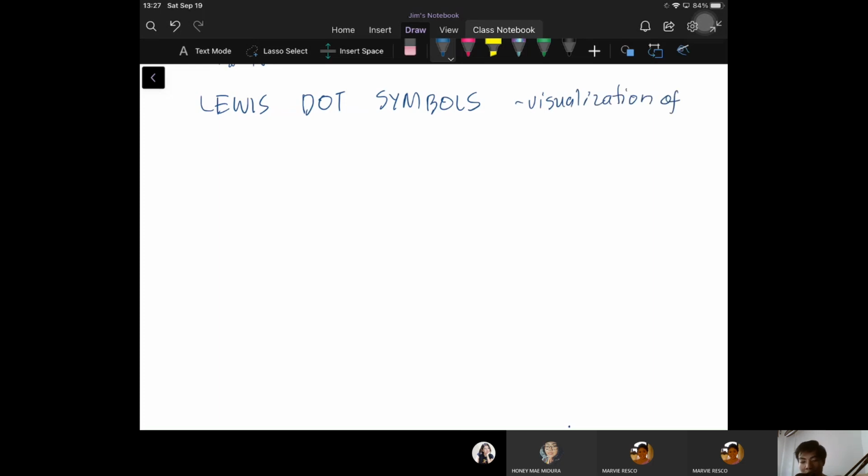of bonding process. So, pinapakita dito ni Lewis kung paano nagpo-form yung chemical bonds. Paano nabubuo yung ionic bond, paano nabubuo yung covalent bond. So, punta tayo sa symbols muna ng atom. So, anong idea dito? Group number.